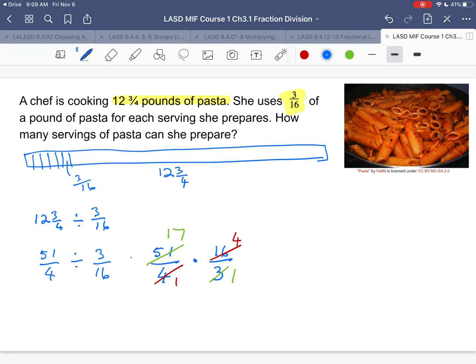And now I can multiply above and below the line. So in the denominator, 1 times 1 is 1, nice and easy. And in the numerator, 4 times 17: 4 sevens are 28, 4 times 1 is 4, and 2 is 6, so 68. So how many servings can she prepare? 68 over 1, or we would just say 68 servings.